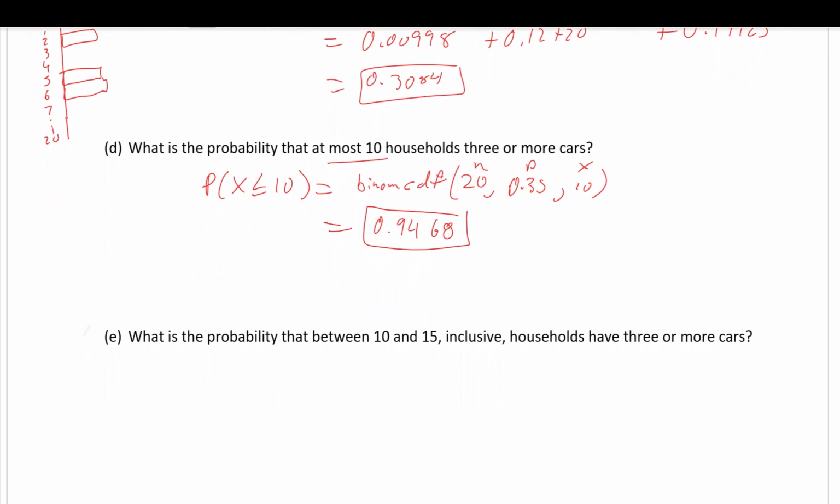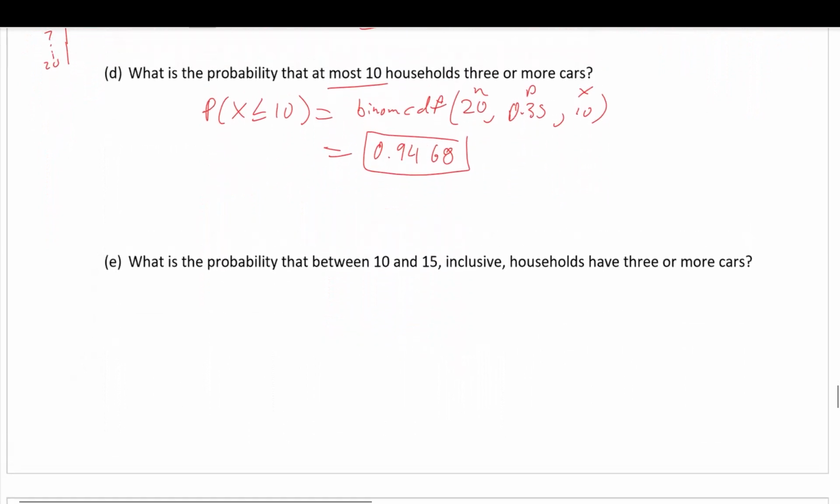And then the last one here. Okay, so this one is actually quite interesting. So it's a weird one. It says, what is the probability that between 10 and 15 inclusive, meaning that we're including both 10 and 15, households have 3 or more cars? So you have to be a little clever on this. There's a couple ways to do this. I'm just going to do one way, but I'm going to talk you through the brute force method of doing this.